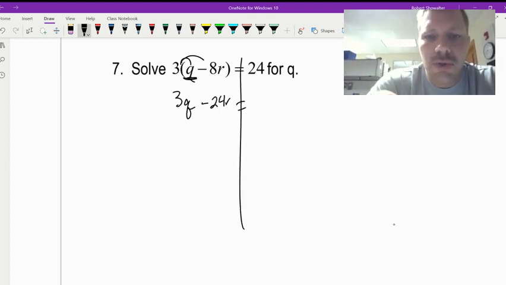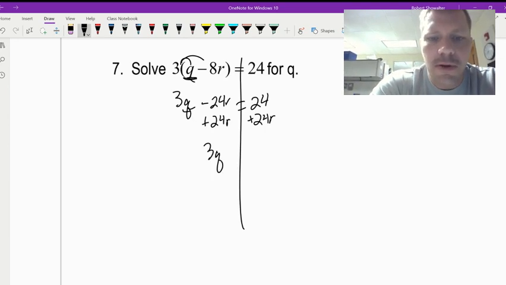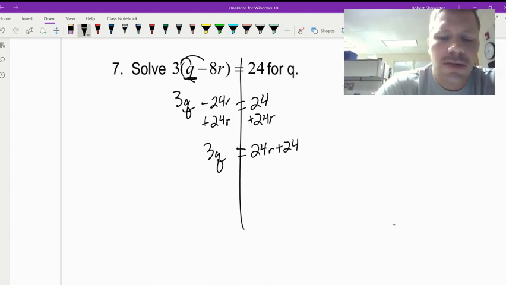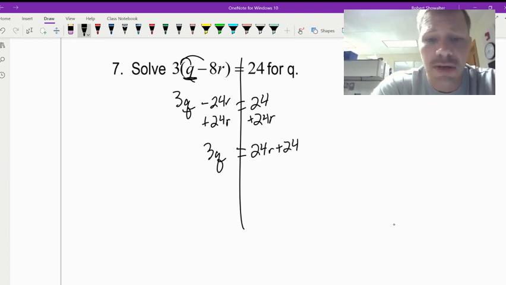24r, draw the line. 24. Now dig out the Q. It's just like some of the other problems up above. Remember, the Q is right there. Also remember, 24 plus 24r, those are not like terms, so we cannot combine them. So we just write them right next to each other.